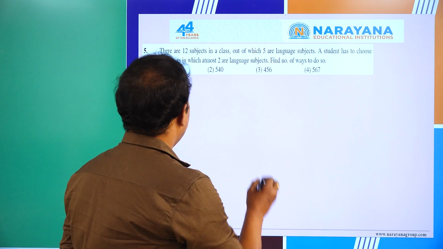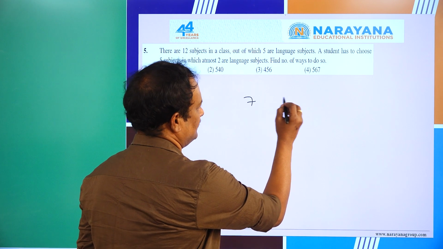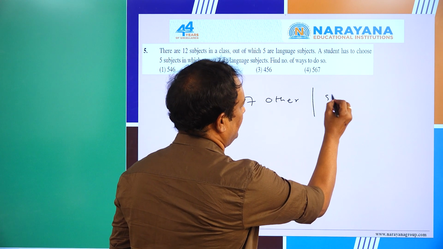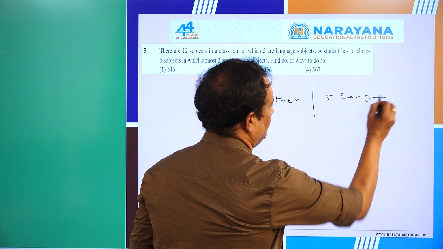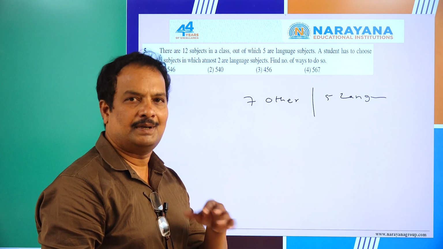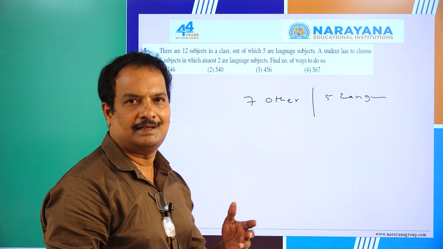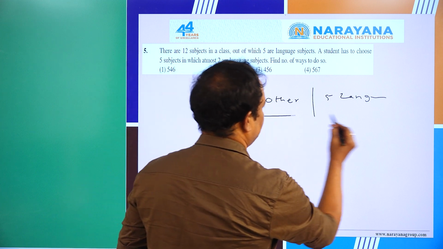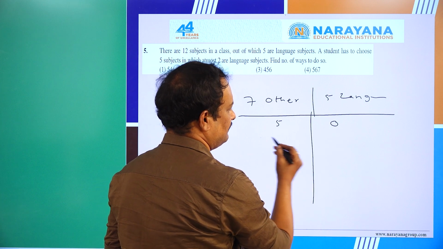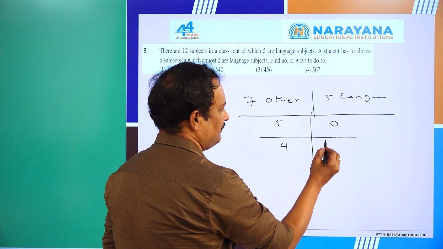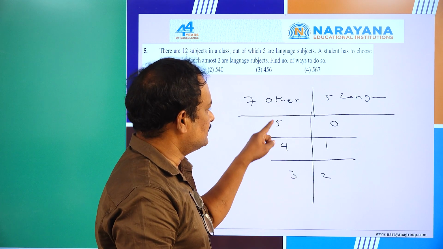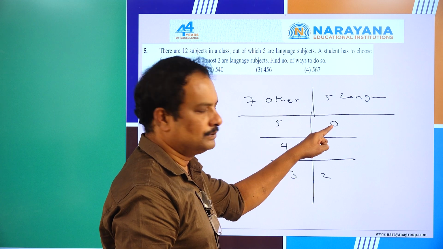So if that is the case, we have 7 other subjects. And what about the language subjects here? There are 5 language subjects. But maximum you have to select 2 language subjects only, and a total of 5 subjects have to be selected from these 12 subjects. So the possibilities one by one we are going to write. Here you can select 5, there nothing. That is one of the possibilities. Otherwise 4 here, 1 there, or 3 here, 2 there. So obviously these are the possibilities. 5 other subjects and 0 language subjects.